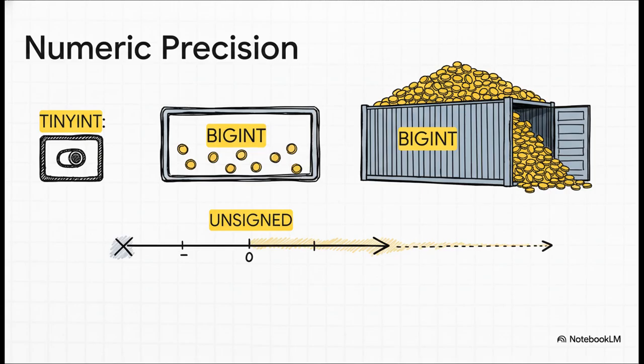And for numbers, it's all about picking the right size for the job. You wouldn't use a giant shipping container to hold a single screw, right? Same idea. A tiny int is perfect for simple yes-no flags. A big int can handle enormous numbers, like transaction IDs. And here's a great pro tip for efficiency. If you know you'll only ever store positive numbers, use the unsigned option. It literally doubles your positive range without using a single extra byte of space.